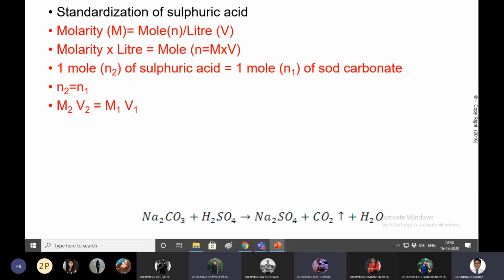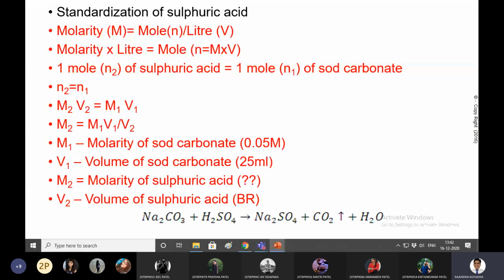We have to find the molarity of sulfuric acid. We don't know the exact molarity, so that will be our question mark. What about V2? That is the volume of H2SO4, 30 ml. What about M1? 1 stands for primary standard, so the molarity of primary standard is 0.05, and V1 is 25 ml.